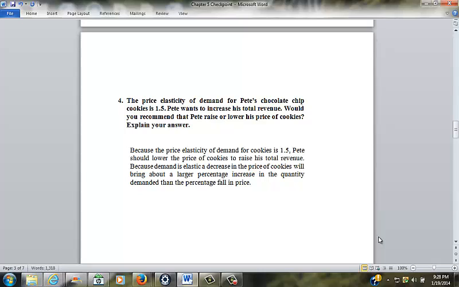Question 4. The price elasticity of demand for Pete's chocolate chip cookies is 1.5. Pete wants to increase his total revenue. Would you recommend that Pete raise or lower his price of cookies? Explain your answer.